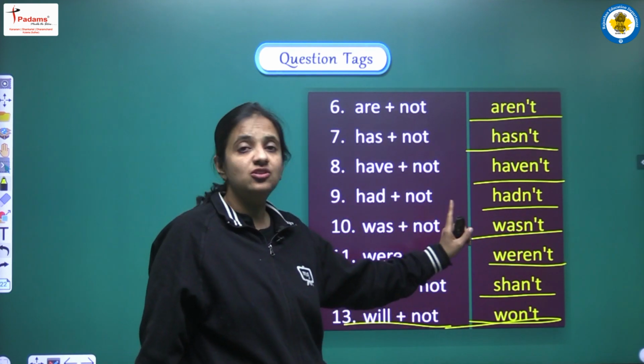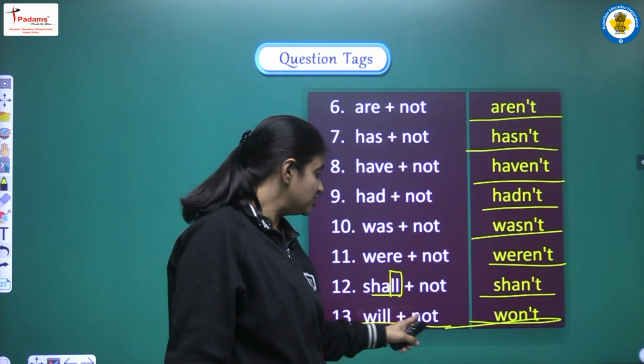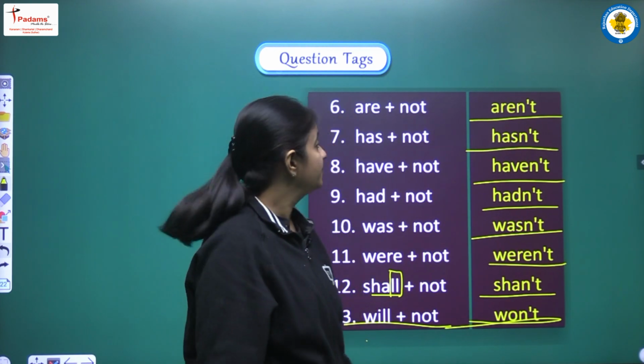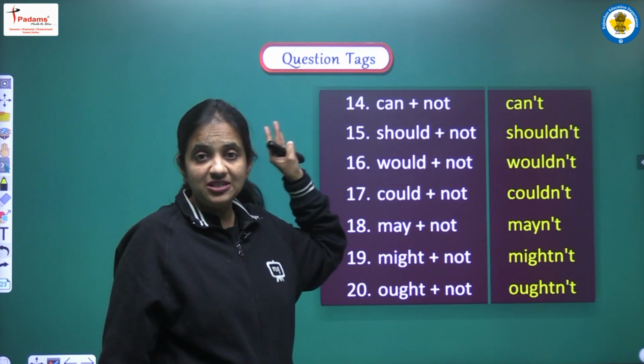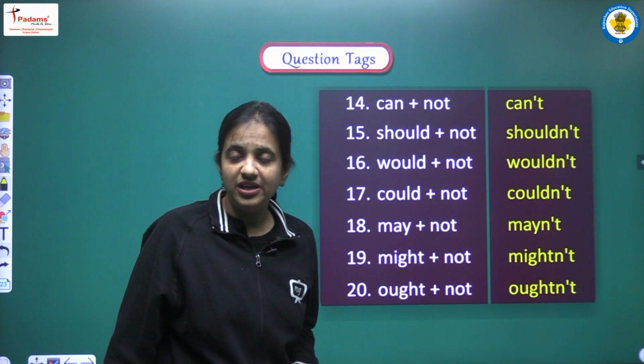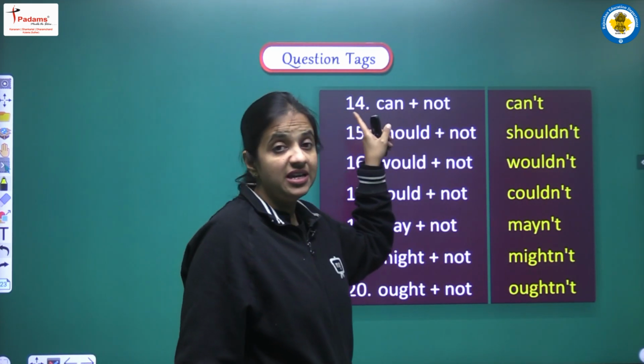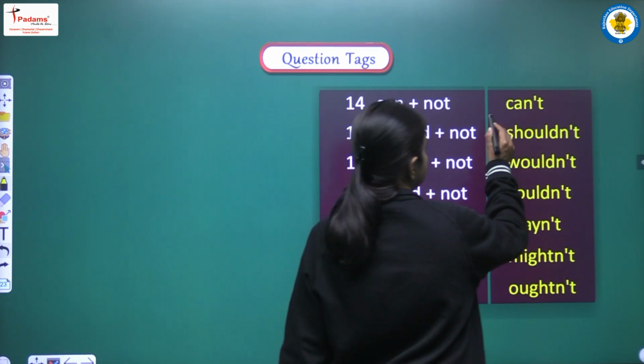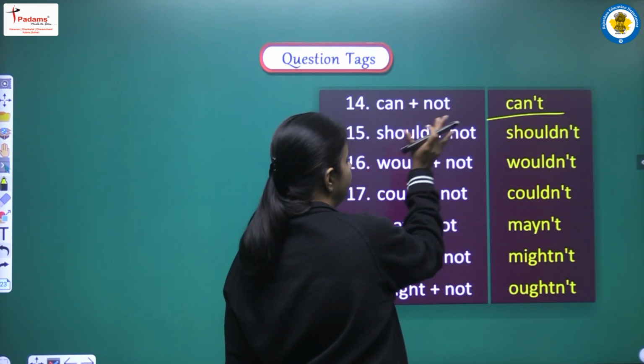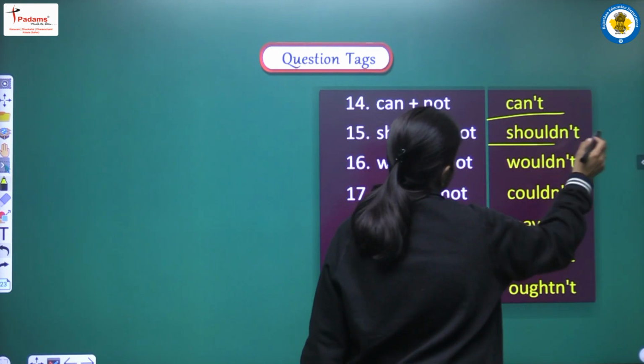Shall plus not, it will be shan't. Will plus not, it will be won't. Next we are having can plus not. So yes, modal auxiliaries can be there in the sentence, so we have to use the same auxiliary. So if we are having can plus not, it will be can't. Next is should plus not, so it will be shouldn't.